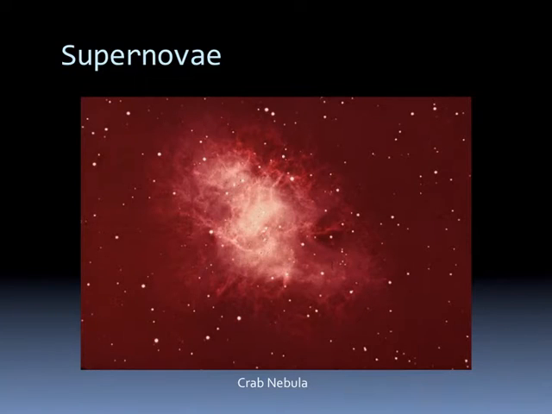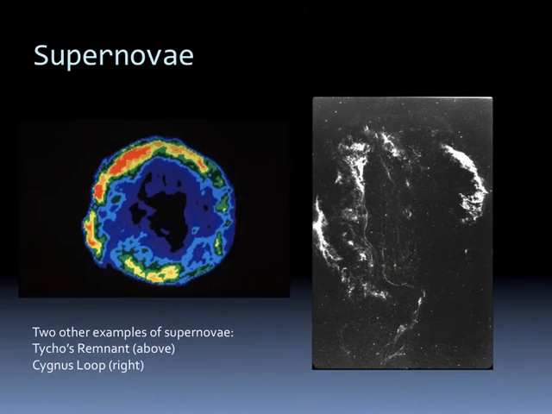Here's a picture of the Crab Nebula. It's essentially just an explosion of gas from this star. Now there's lots of different supernovas. This is another remnant of a supernova called Tycho's remnant, and it's seen in the radio frequency. And this is Cygnus Loop, which is another supernova explosion.